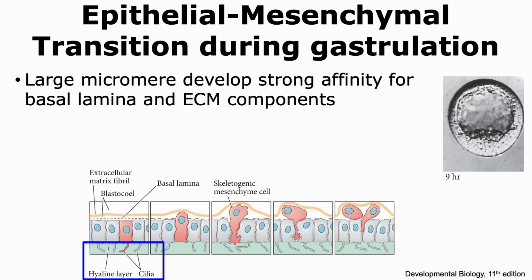ciliary appendages. Now, during the epithelial mesenchymal transition, what happens is the large micromere descendants that are going to undergo the EMT, they lose affinity for the neighboring cells and also for the hyaline layer, but develop a very strong affinity for the basal lamina and the extracellular matrix components that are the parts that are facing the blastocele.